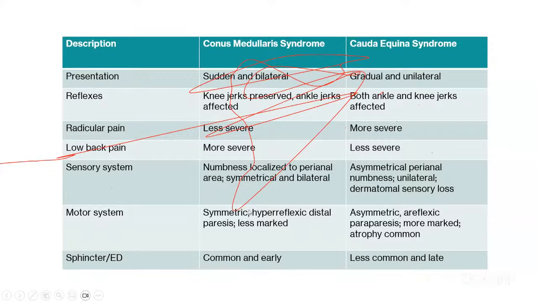Sensory, there will be a loss of numbness localized to the perianal region, symmetrical and bilateral, in conus. There will be asymmetrical perianal numbness and unilateral dermatomal sensory loss in the cauda equina. And motor system, it is symmetric, hyperreflexic distal paresis, less marked. In the cauda equina lesions, they'll have asymmetric areflexic paraparesis, more marked atrophy, and sphincter problems are seen early and common in conus, and here they are seen very less common and in the late stages in cauda equina.